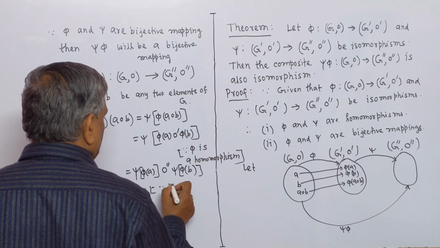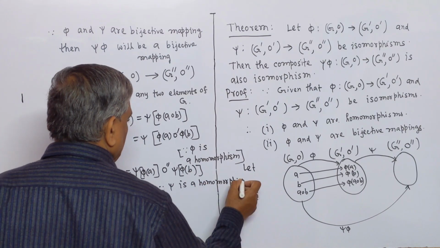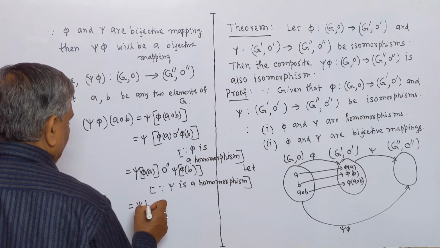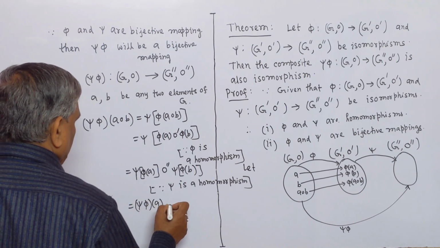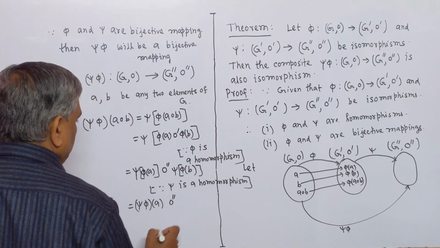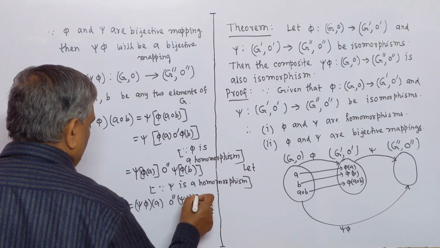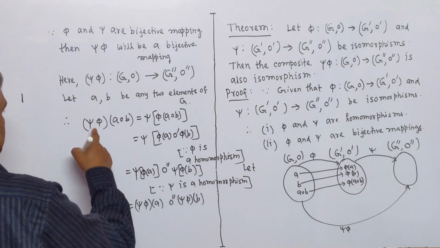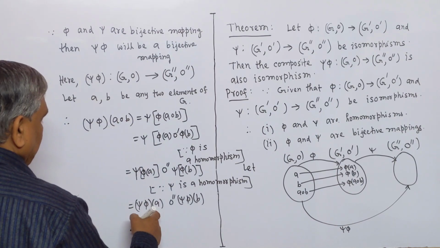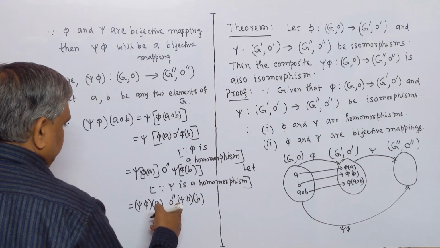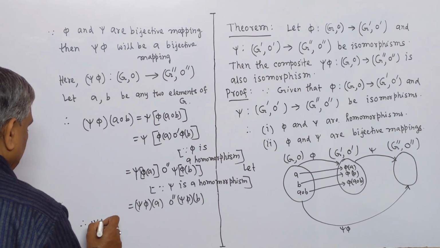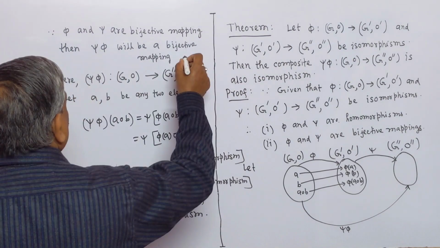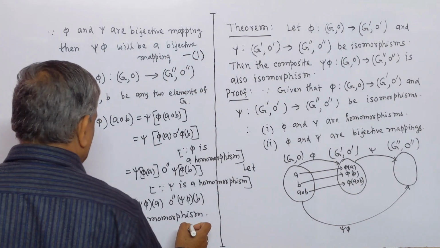Since psi is a homomorphism, this will be equal to psi phi A operation O double prime psi phi B. Therefore psi phi (A operation B) equals psi phi A operation O double prime psi phi B. Therefore psi phi is a homomorphism. Let this be number 1 and this be number 2.